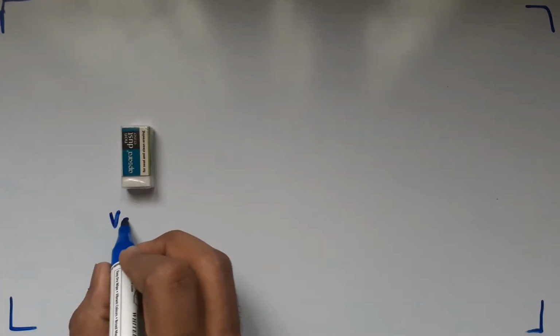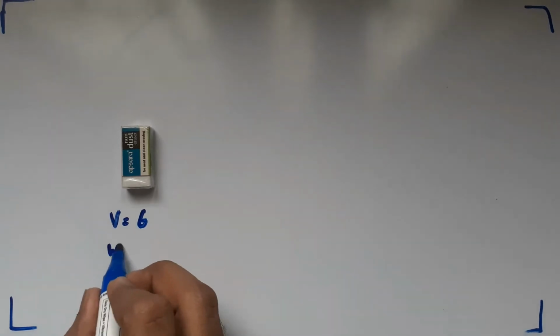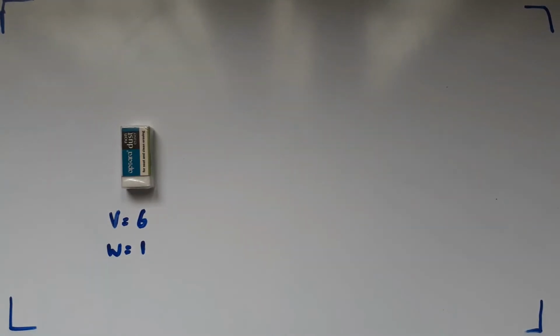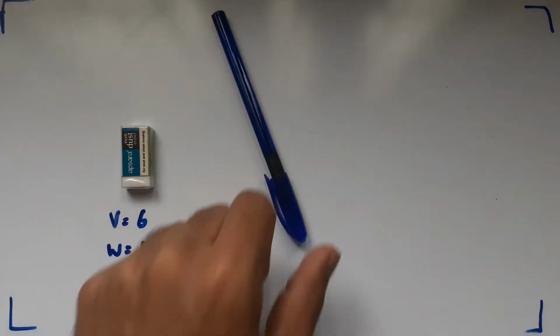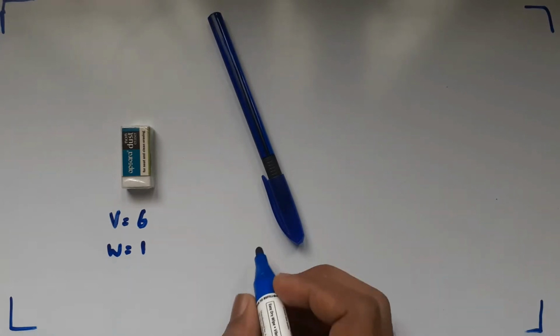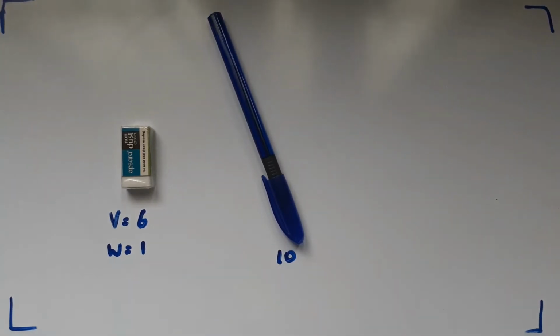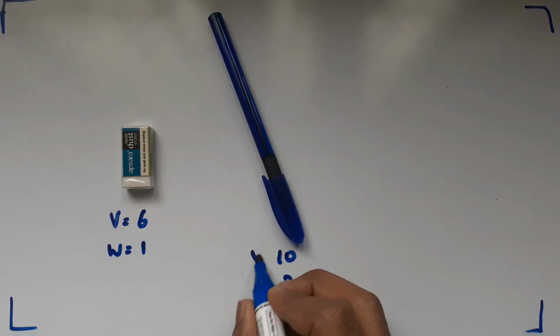In this video, we will discuss the 0-1 knapsack problem. So let's consider a case where you're given an eraser whose value is 6 rupees and the weight is 1 unit. And now I give you a pen whose value is probably 10 and the weight is 2 units. This is the weight, this is the value.